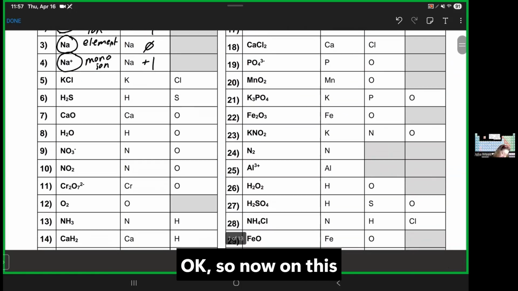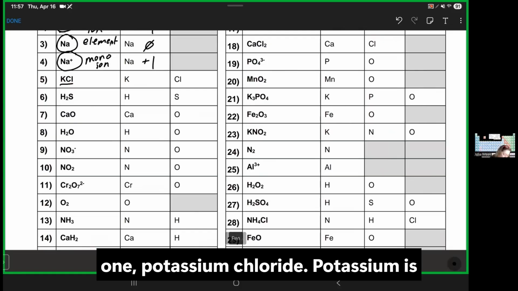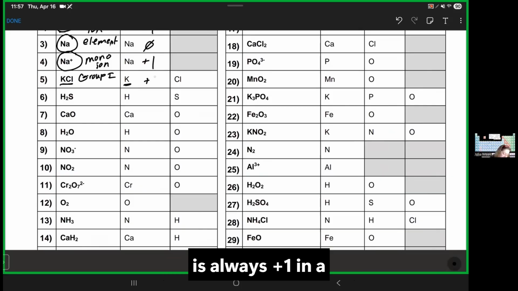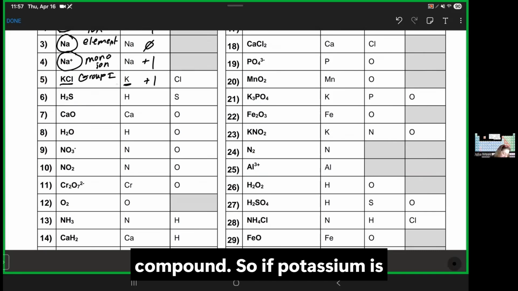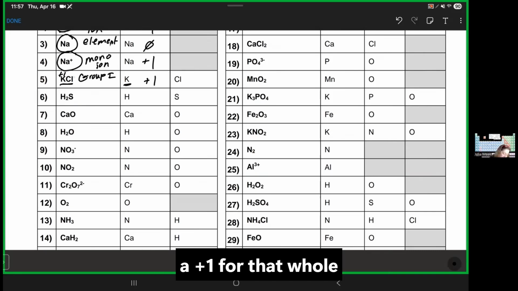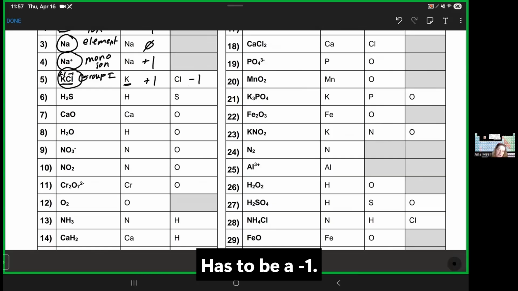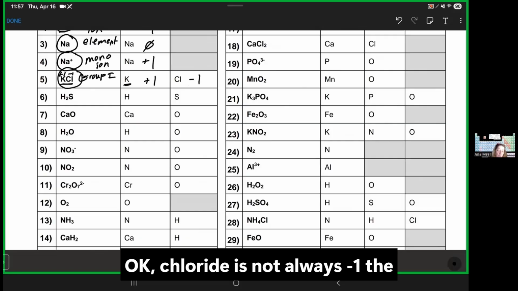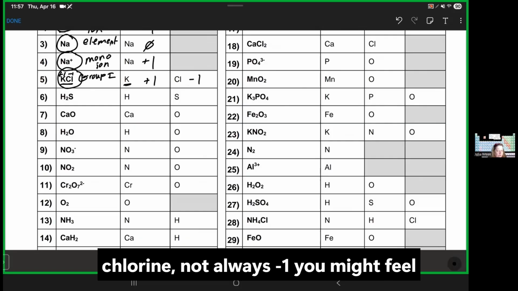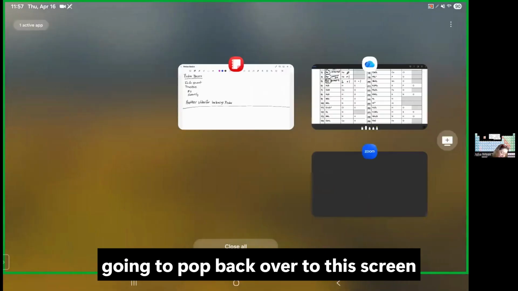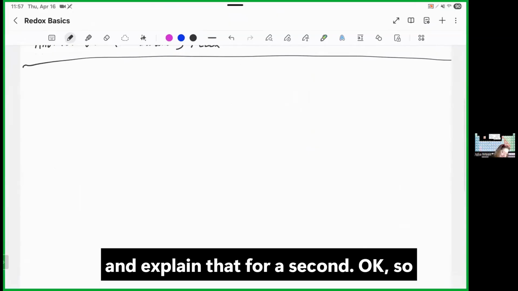Okay. So now on this one, potassium chloride, potassium is a group 1 metal, right? And we know group 1 is always +1 in a compound. So if potassium is a +1, for that whole thing to equal 0, chloride has to be a -1. Okay. Chloride is not always -1. The chlorine, not always -1. You might feel like it is, but it's not. I'm actually going to pop back over to this screen and explain that for a second. Okay, so let me do this real quick.